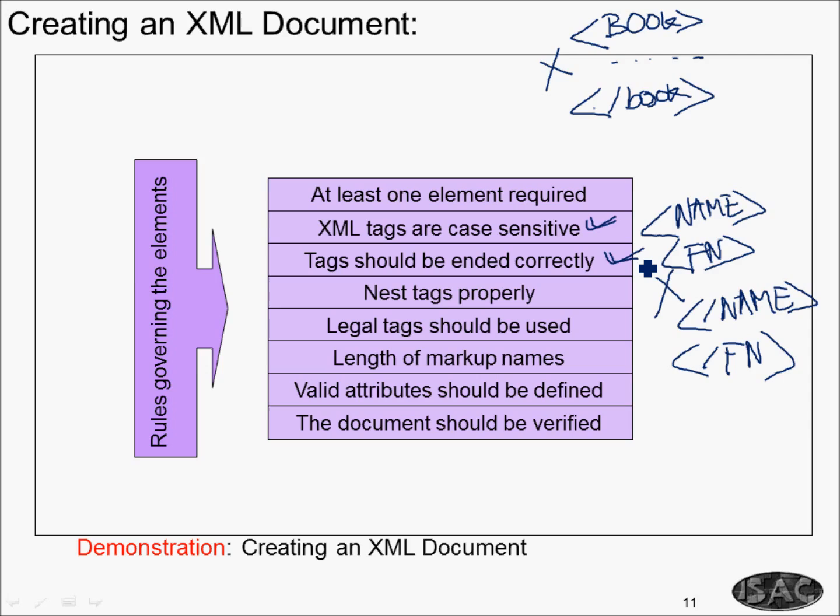Now, some other things: legal tags should be used. You cannot put special characters in the tags. Length of markup names: the name of the tag should not be unlimited, like 200 characters or 2000 characters. There should be some limit. There should be valid attributes and the document should be verified. So these are some of the things which you should be careful about when you are going to create an XML document.